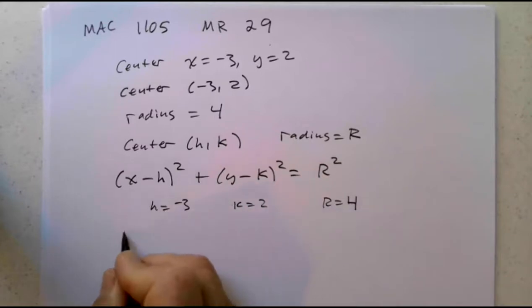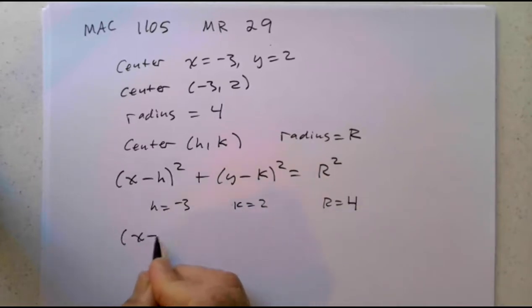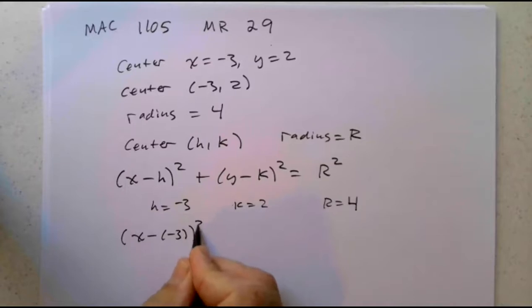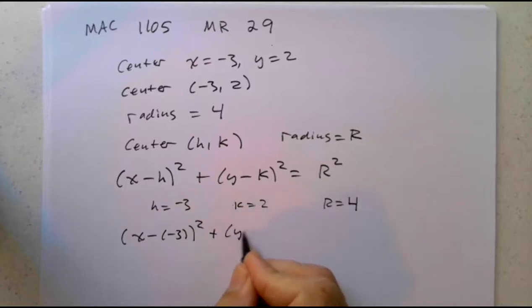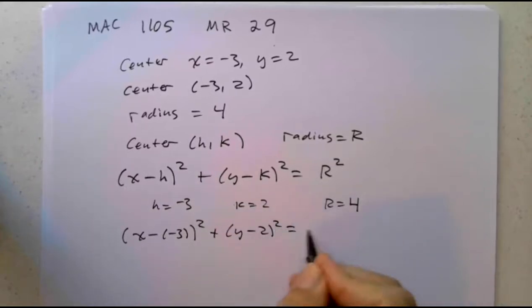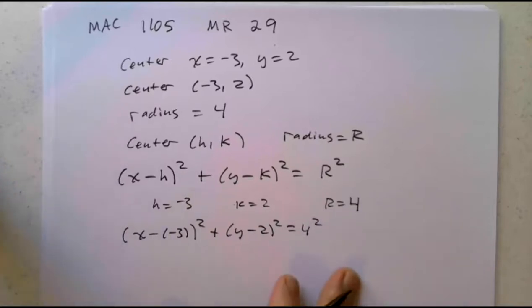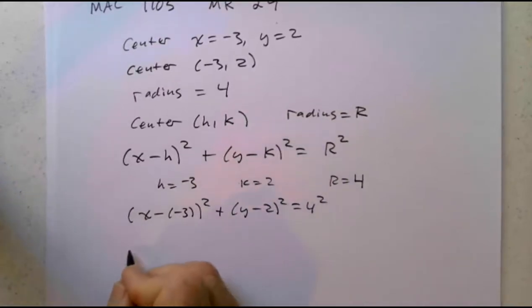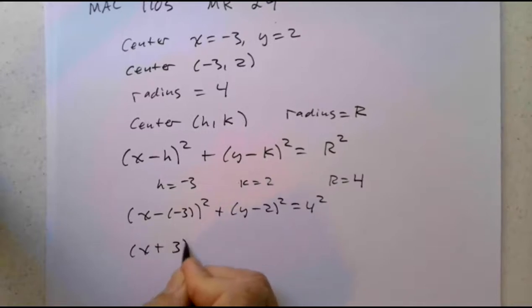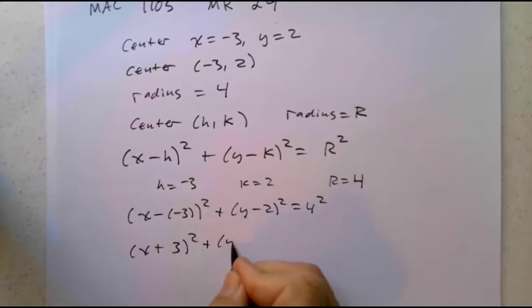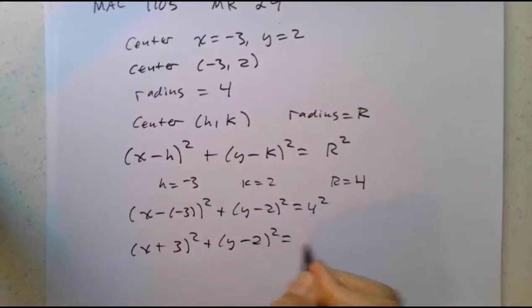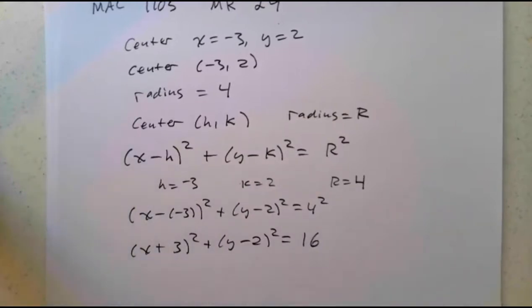So x minus h would be x minus -3 squared plus y minus k, plus y minus 2 squared equals r squared equals 4 squared. And we'll rewrite x minus -3 as x plus 3 squared plus y minus 2 squared equals 4 squared, which is 16. So let's take a look on Desmos and see if it matches with what we thought.